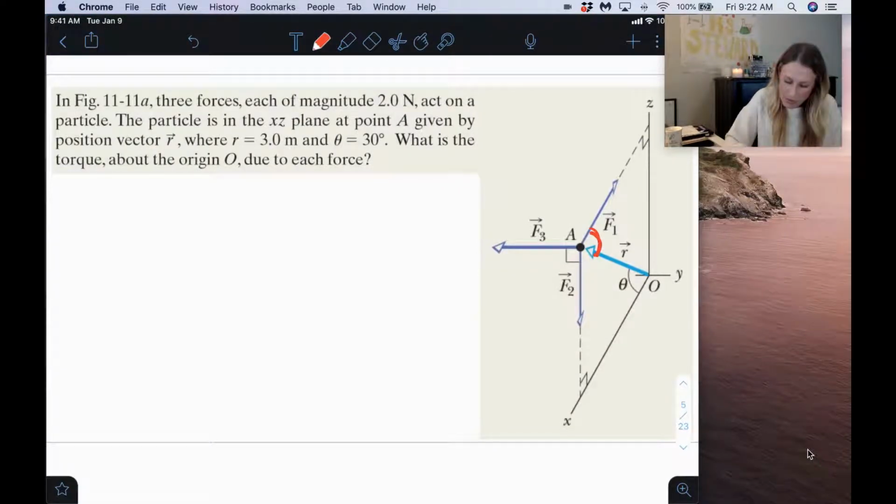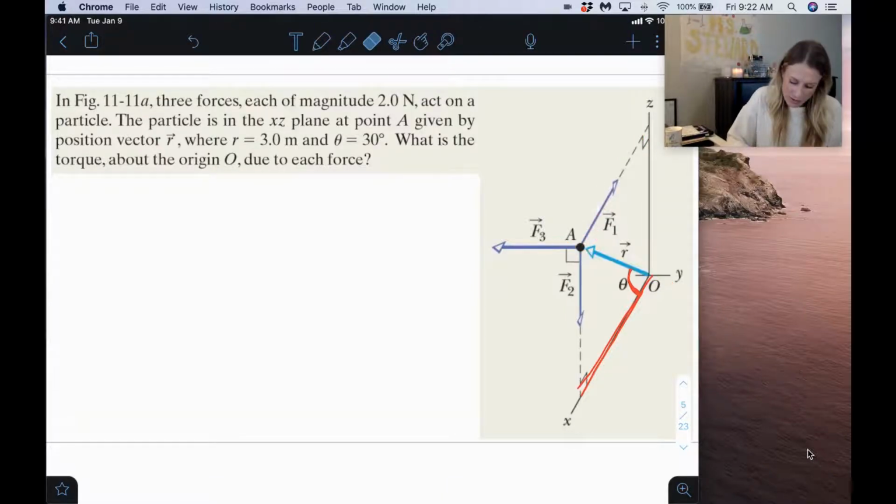Okay, so if we look at the triangles that are made by all of these different lines that we have, we can see that this line right here is parallel to this line right here. And then that r vector bisects those two lines, which means that the angle between F1 and r is also equal to 30 degrees. So that makes it a little bit easier for us.